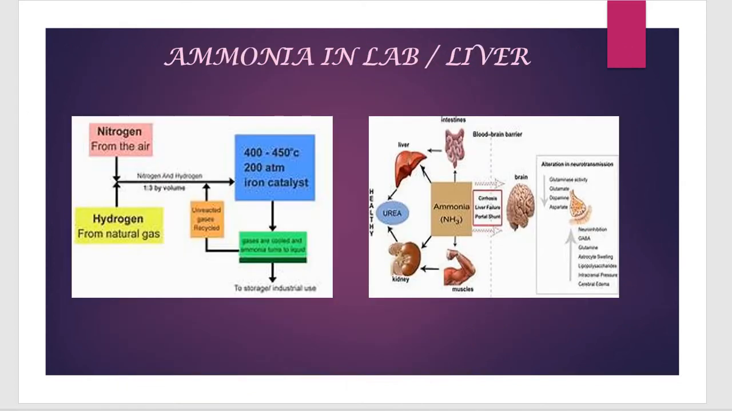Now see in this slide. We can see that when we produce ammonia in the laboratory, we need a temperature of 400 to 450 degrees Celsius, a pressure of 200 atmospheres, and an iron catalyst. Now when we produce ammonia gas in the liver, by the deamination of protein, at that time we cannot have a temperature of 400 to 450 degrees Celsius. I mean body के अंदर उतना temperature नहीं होगा ना, और हम ना ही हम इतना atmospheric pressure रख सकते हैं.